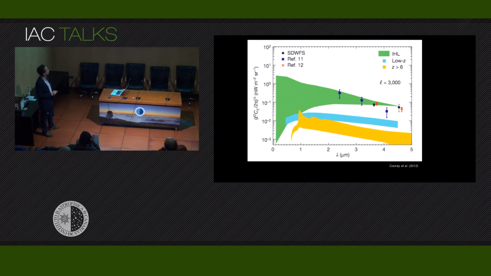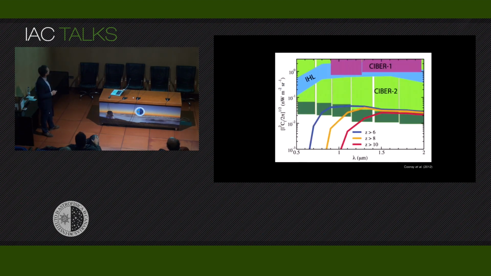Again, on those small scales, 3,000. I've not done the calculations yet on larger scales, but this is the amplitude of the power spectrum on those scales. And the interesting thing is that if you go to even higher redshifts, then it moves into this band, which is not observable by Messier, but it is observable by CIBER 2, which is a rocket flight.